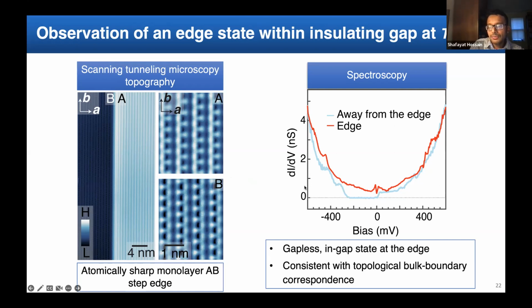Now we can place the STM tip far away from the edge, and we see a large insulating gap. We can also place the tip right at the edge, and we see that there is no gap. There is a gapless in-gap state right at the edge. So there is an edge state at the edge, and the bulk, or the surface here, is gapped. This is consistent with the topological bulk-boundary correspondence.